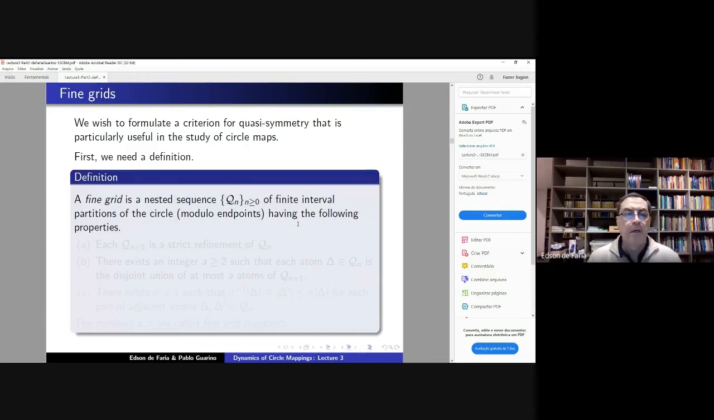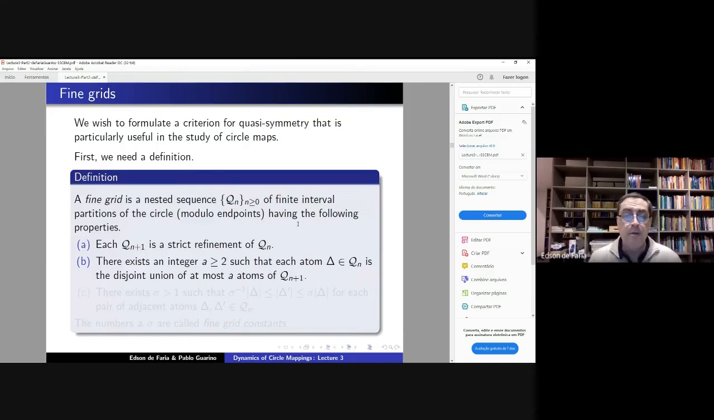These are partitions modulo endpoints. So I'm thinking of intervals that are closed, and they are either totally disjoint, or they meet at a common endpoint of both of them. So the properties are the following: each partition in the sequence of partitions is a strict refinement of the partition that preceded it. So each Q_{n+1} is a strict refinement of the previous Q_n.